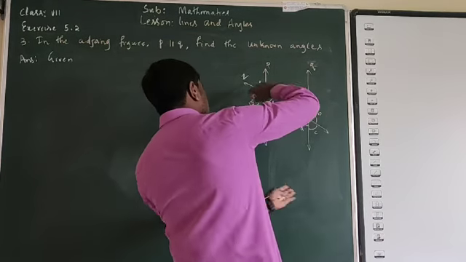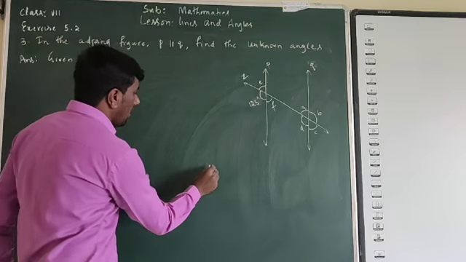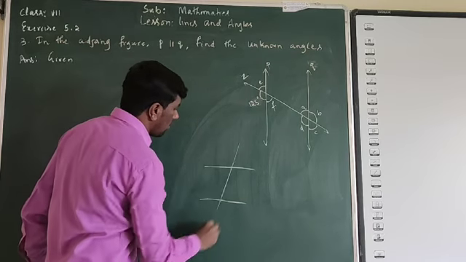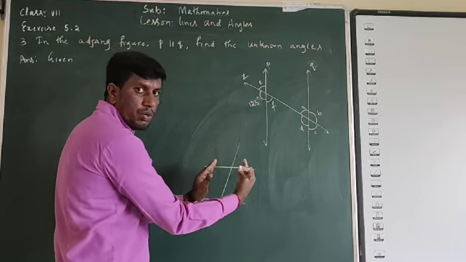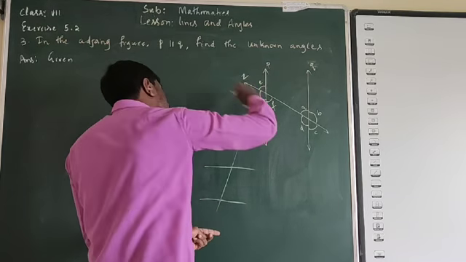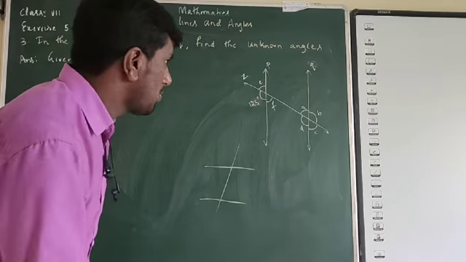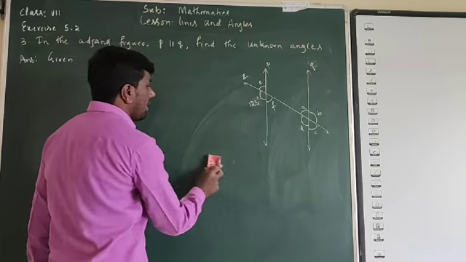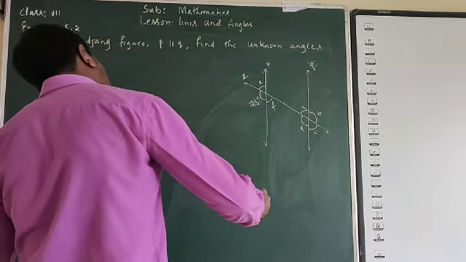Now we need to see the figure like this. These two lines are parallel, and this is the transversal line. Now look at the figure and tell me what are the corresponding angles, what are the alternate interior angles, and what are the interior angles on the same side of the transversal.